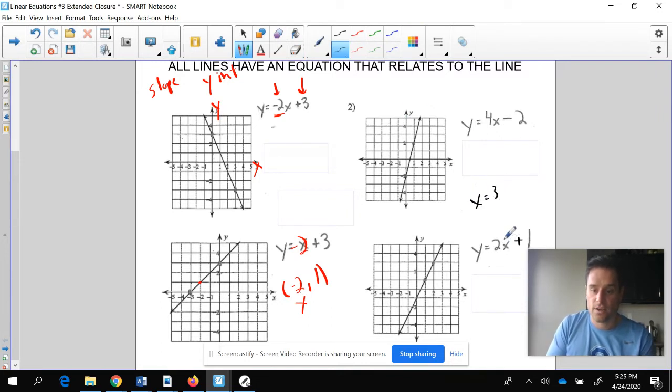So plug it in here. You can do mental math. 2 times 3 is 6, plus 1 is 7. So y equals 7. So when x is 3, watch this. Ready? 1, 2, 3. And we're going to go up 1, 2, 3, 4, 5. And that's actually going to go up to 7 there.